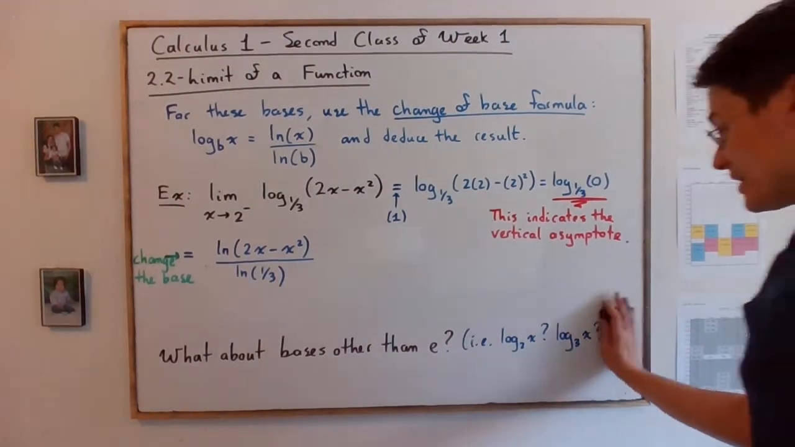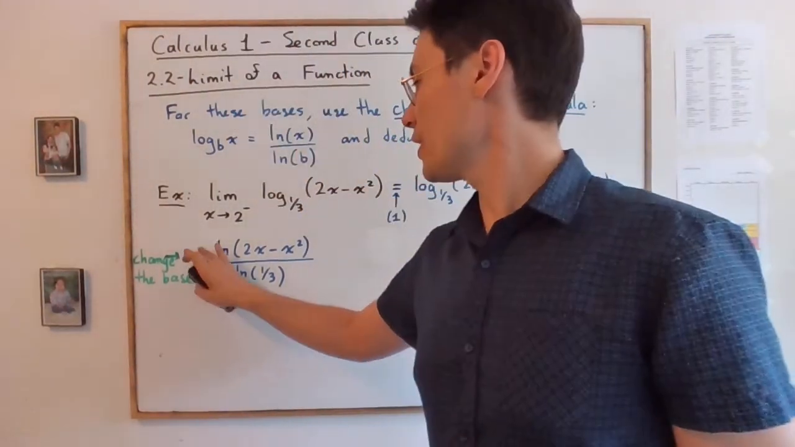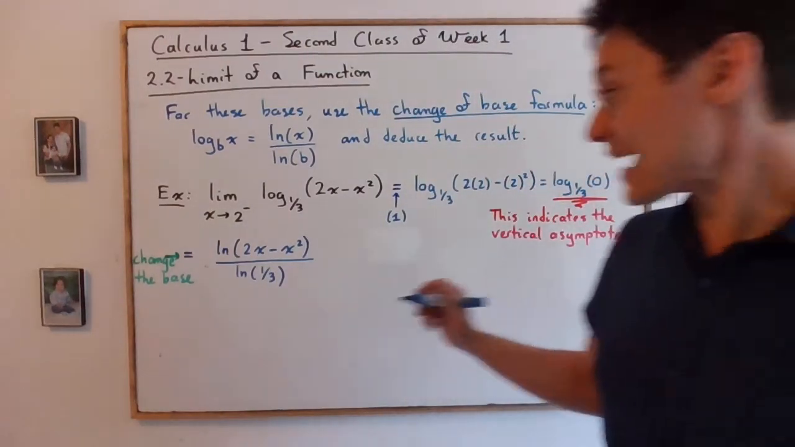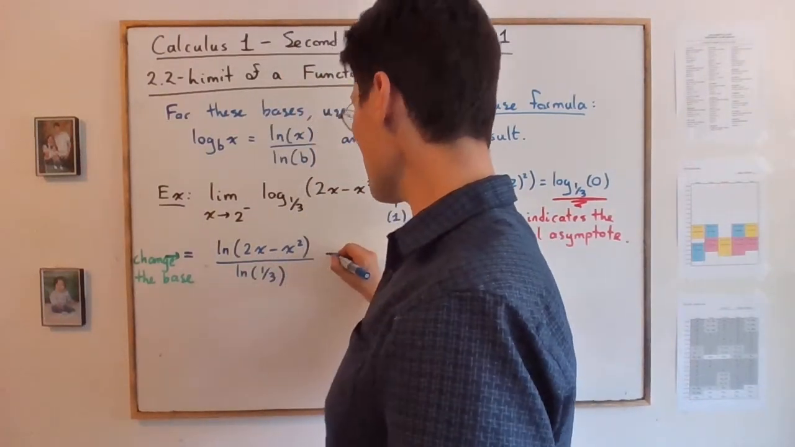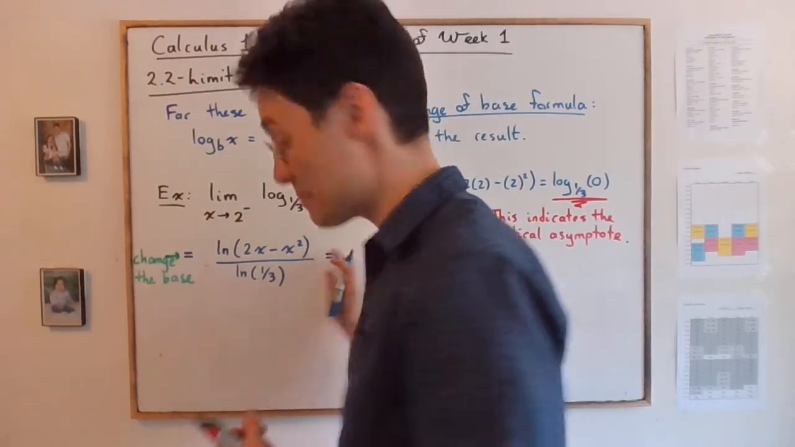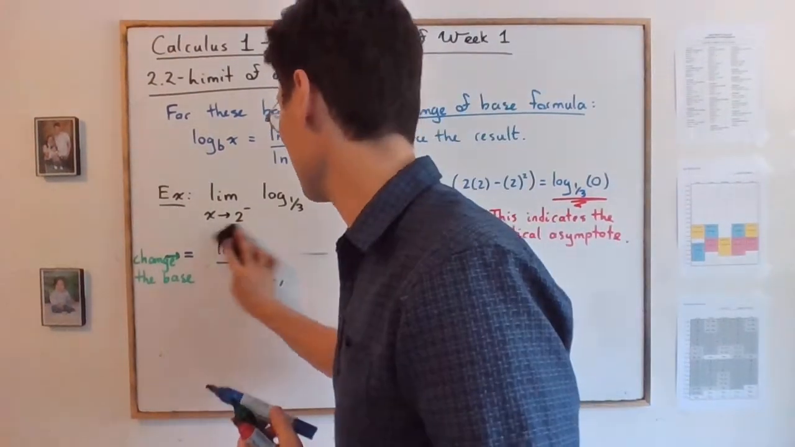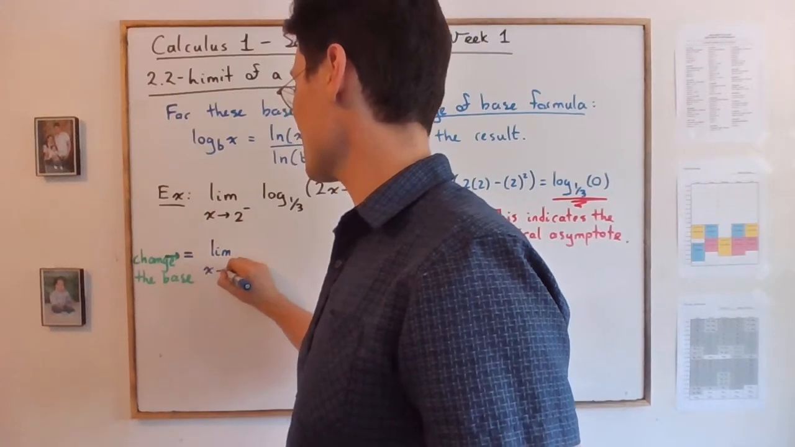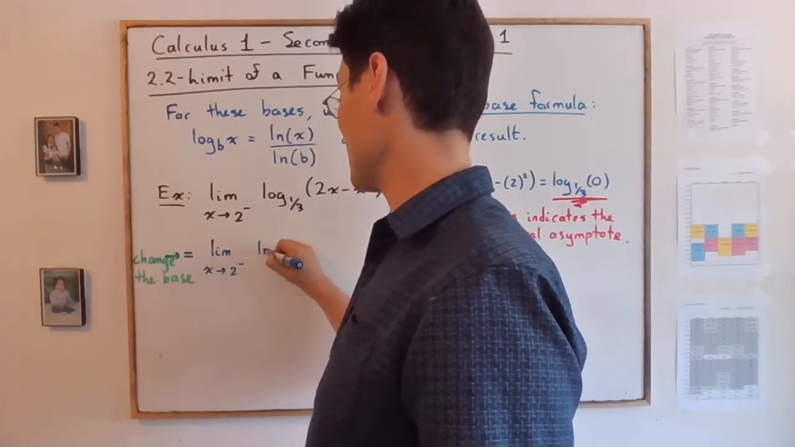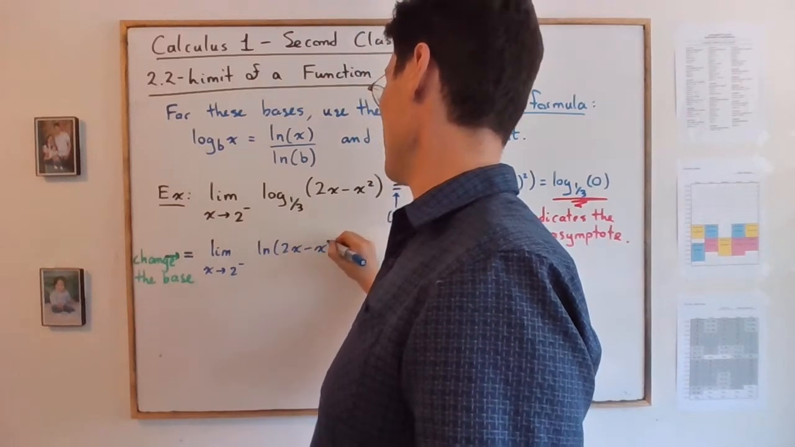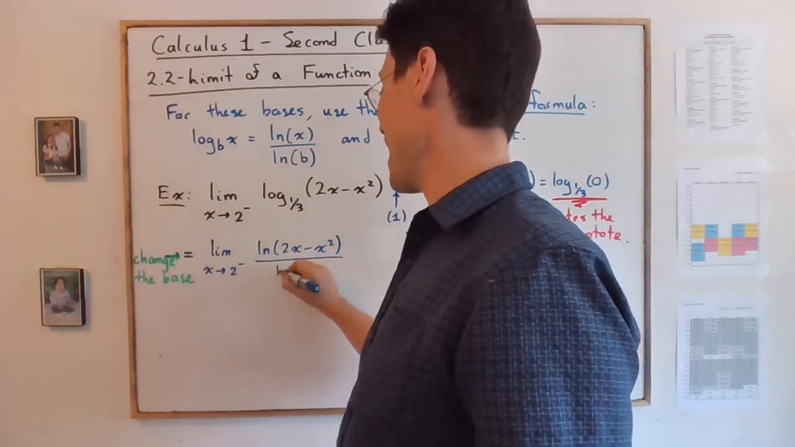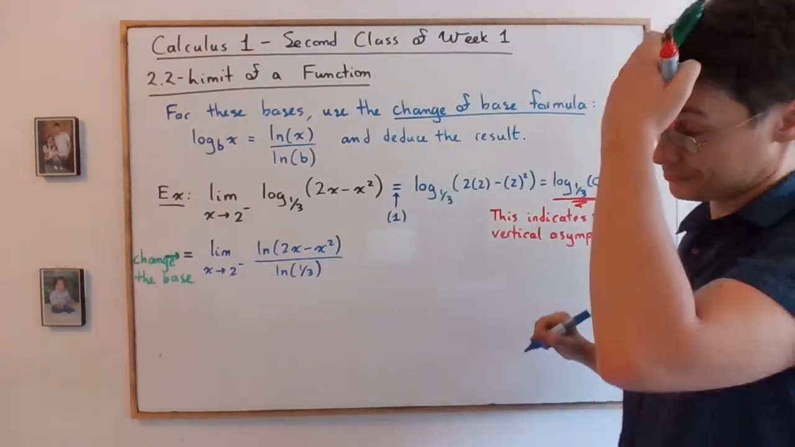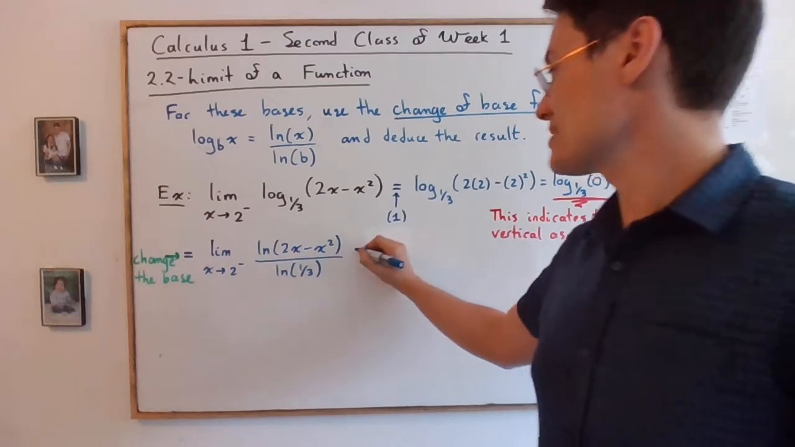Okay. Now I'm gonna erase this. So we're gonna continue the problem below. The second step will be very, very similar. Oh, I forgot the limit. Okay, so I will erase this and I will put the limit. So limit as x is approaching 2 from below of ln of 2x minus x squared divided by ln of 1/3.